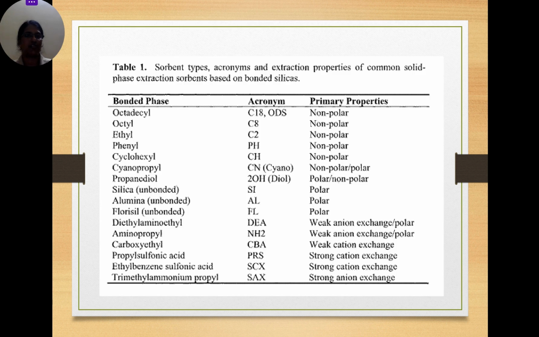So that has been given here. These are the sorbents and their acronyms. Primarily, based on their polarity and nature, they have been listed. These are very useful in solid phase extraction. There are bonded phases and unbonded phases. These are very important, especially if we are using them for SPE extraction.